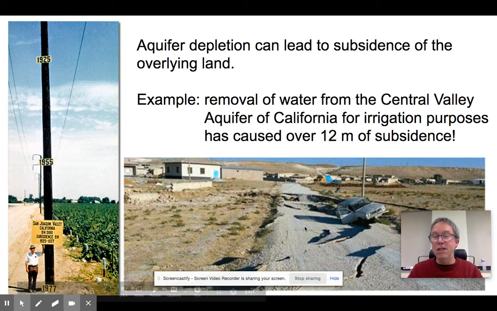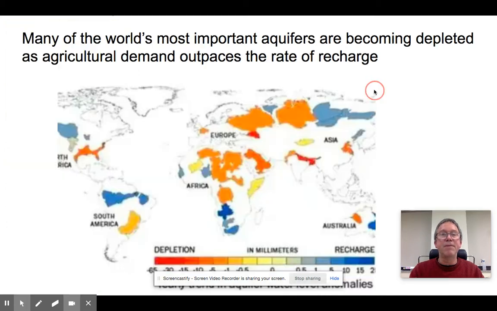We see it in China. We see it in Europe. We see it all over the place, right? Where we pump water out of an aquifer faster than it can recharge, don't be surprised if we get subsidence of the land as a consequence.